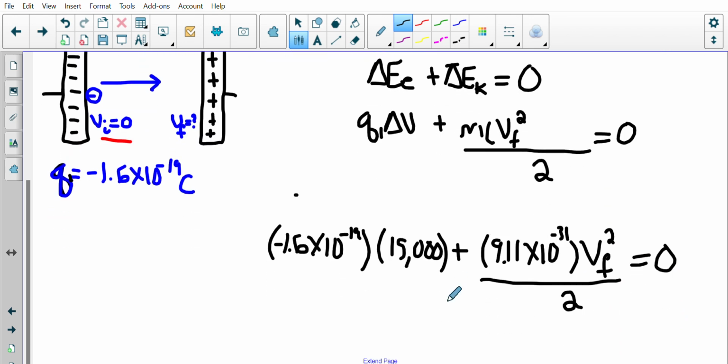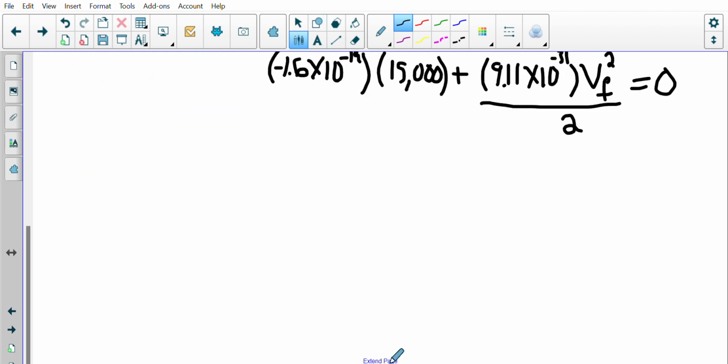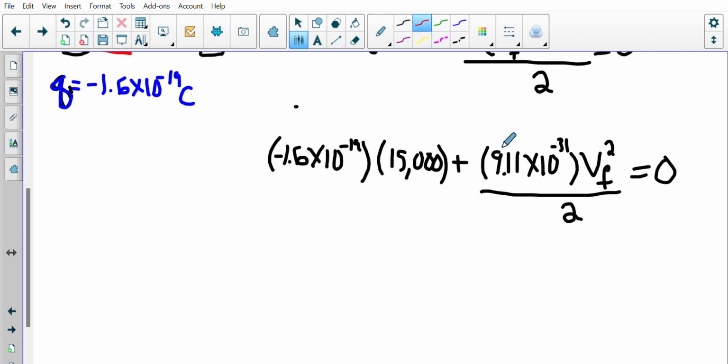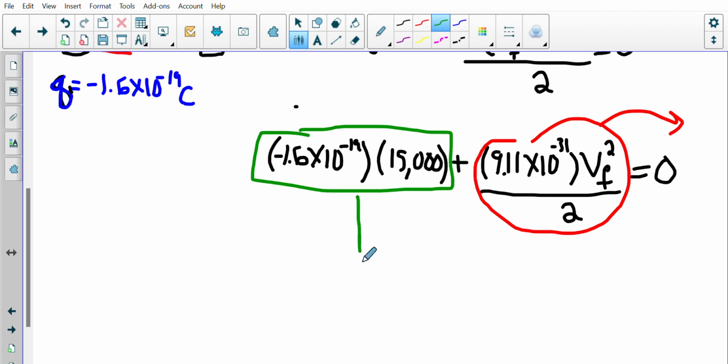All right, let's see what's the easiest way to go here. Extend the page. I'm going to need more room. I'm going to move this mass term right here over to the other side because I have to get Vf by itself. I'm going to multiply these two numbers together and see what I get here. I multiply those two together, and I get negative 2.4 times 10 to the power of negative 15.